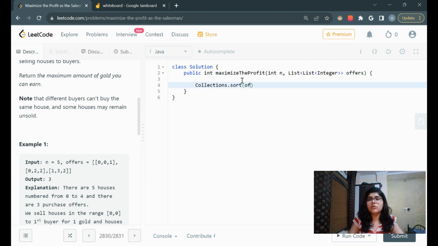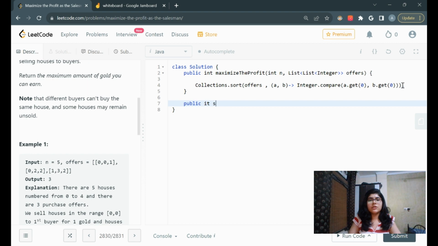We will first sort the array that is given to us according to the start point. So this is how you sort an array list in Java. What I'm doing is sorting the input list according to the start point, since I need all of the start points to be strictly increasing in order. Now let's go ahead and code up our DP solution.